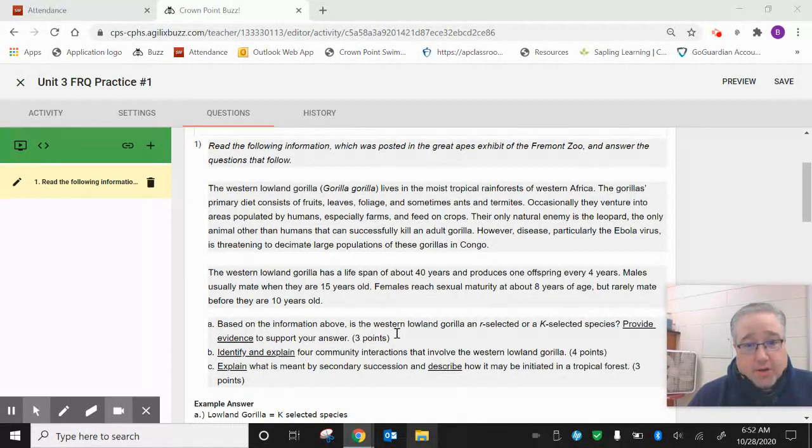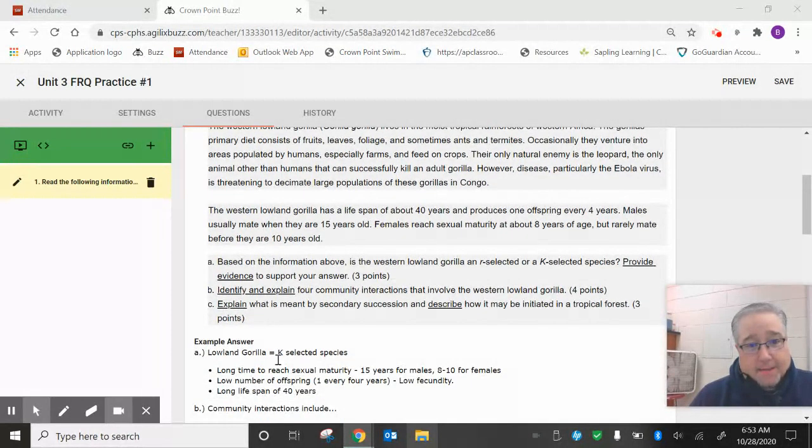But for this question, you would have been expected to choose whether or not it's an R or a K, and then state some reasons why you chose that. Basically, provide some evidence. So if you look down here at the bottom, this is not my answers, but this is what the AP graders provided for us. The lowland gorilla is a K-selected species. So if you chose that, then you would have gotten 1 point. And then the other 2 points would have come from providing some evidence.